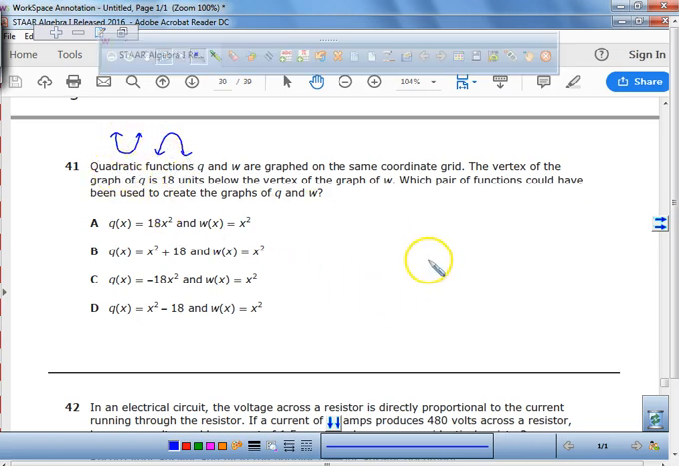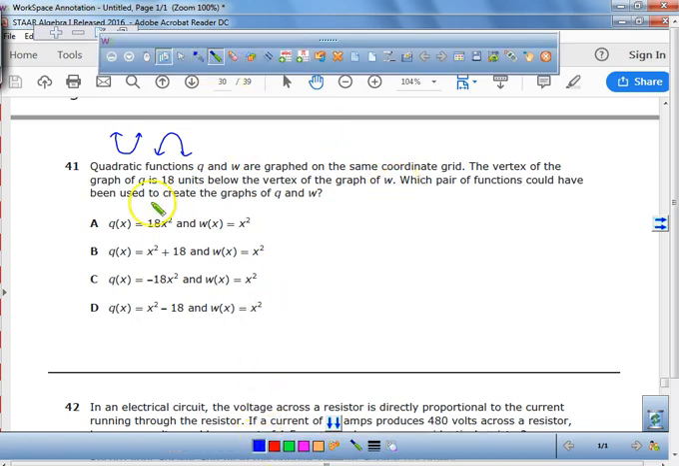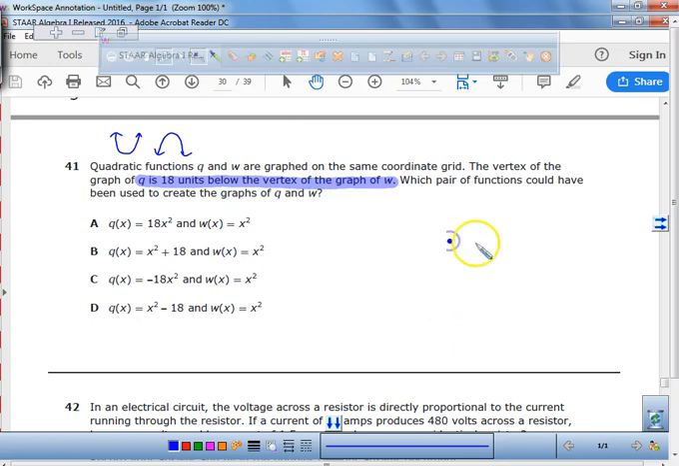We have two functions here. It says Q and W are graphed on the same coordinate grid. The vertex of the graph Q is 18 units below the vertex of graph W. So that's something you need to write, make sure you know. The vertex of Q is below the vertex of graph W. Okay? So right now, if I put a vertex, just put a dot, and I call this Q, is that going to be above or below W? Below, right? So W has to be what? Above. So that vertex has to be above it, right?